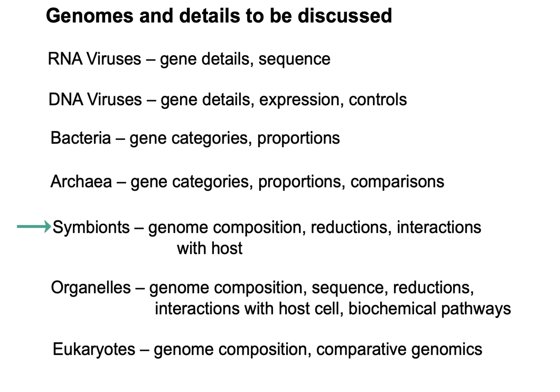For symbionts and parasites, I'll talk about gene composition, but also reductions in genome, which often happens or almost always happens, as well as interactions with the host, and then into genome composition of organelles, sequences, reductions, interactions with the host cells, and then some of the chimeric biochemical pathways. And finally, with eukaryotes, since they have much larger genomes, I'll talk about genome composition and some on comparative genomics.